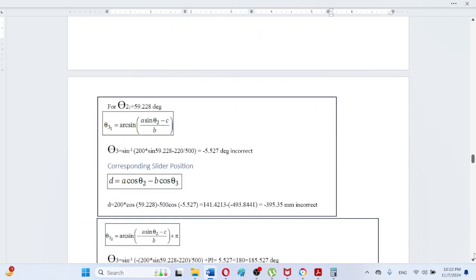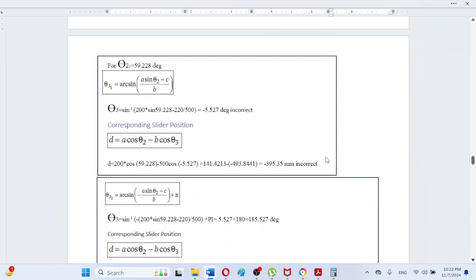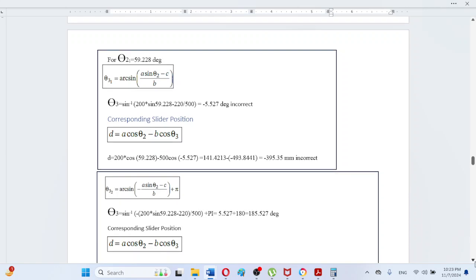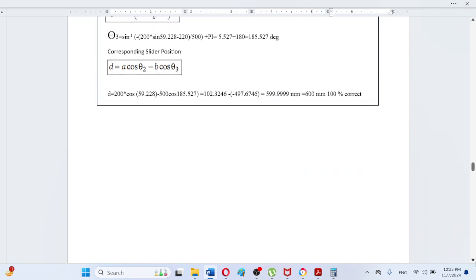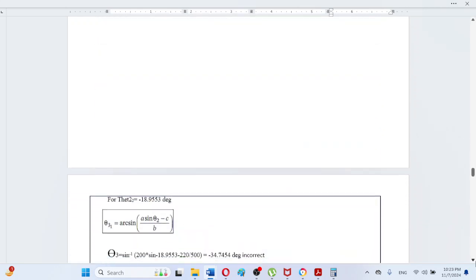So here I have typed the detailed procedure for theta 21. If we apply this formula for theta 31, so the theta 3 value is this. So the corresponding slider location when inputting these values, these are actually giving this. So I have mentioned the solution in detail here, so you can pause the video and solve it yourself in this way. And I have also tabulated the result.